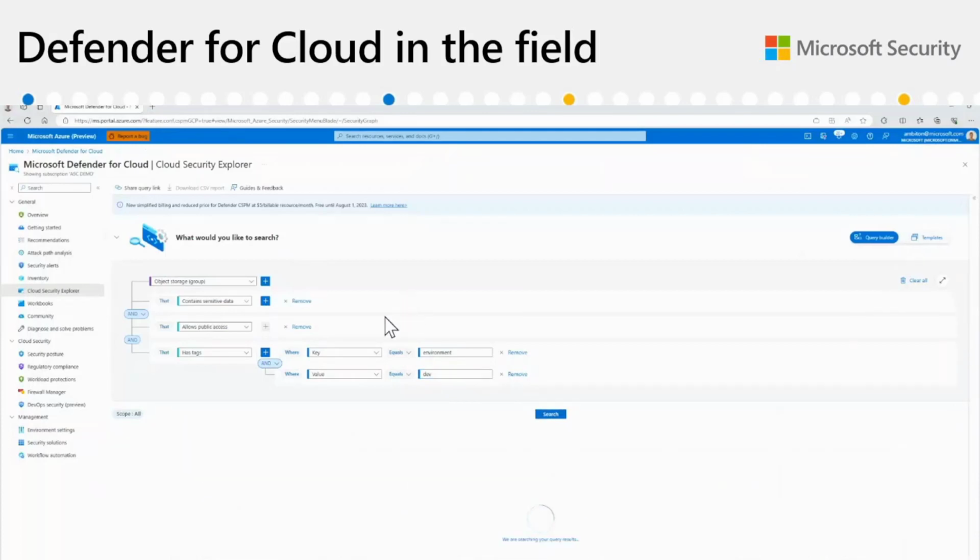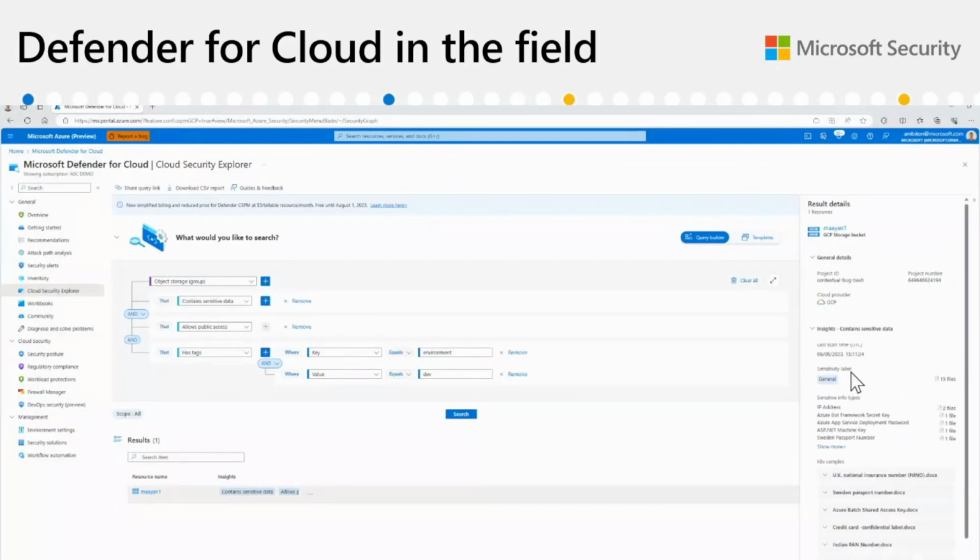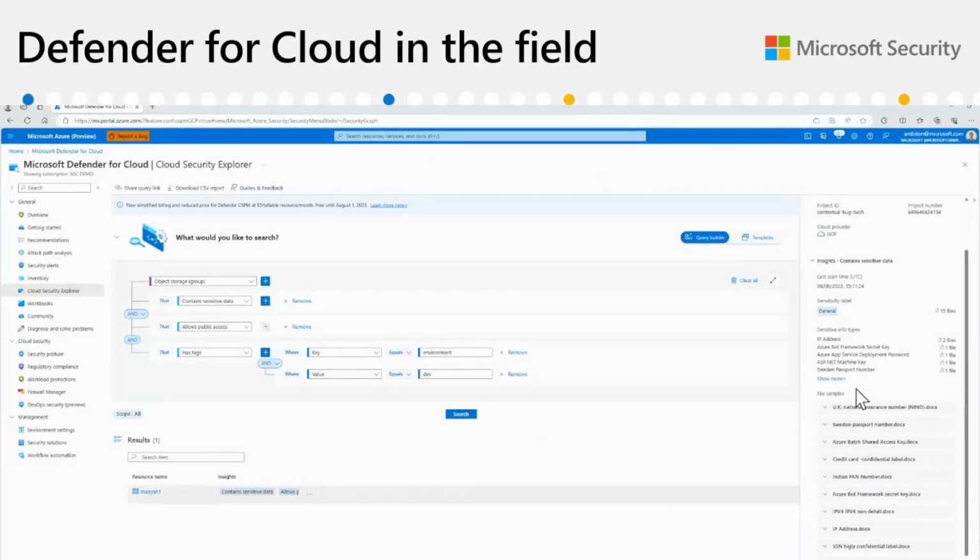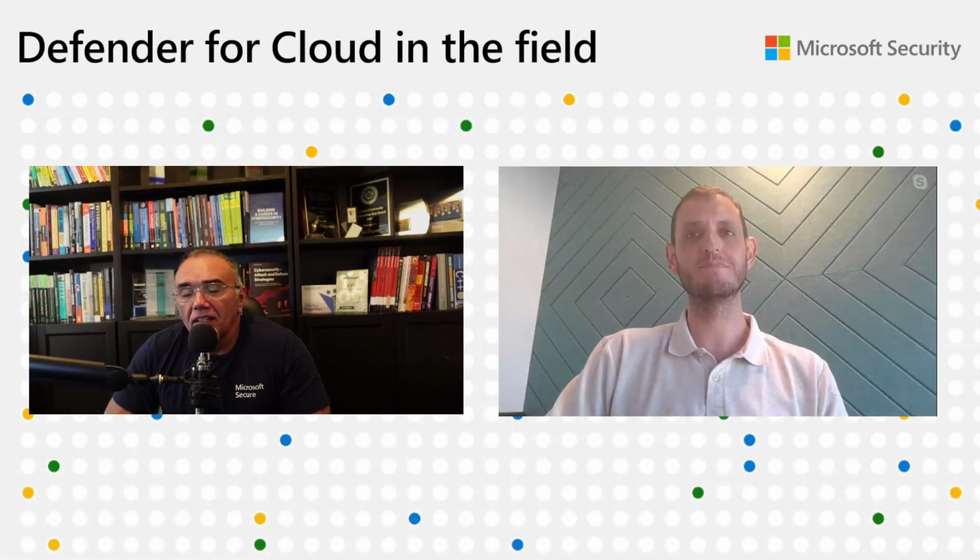Searching this will help me discover that I have one storage account that contains sensitive data, allows public access, and is also part of the dev environment. I'd like to take a closer look at this one to see more information. And I can see that I have a lot of files containing sensitive data, for different reasons and of different types.